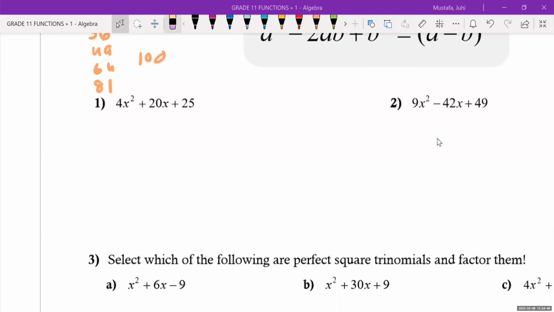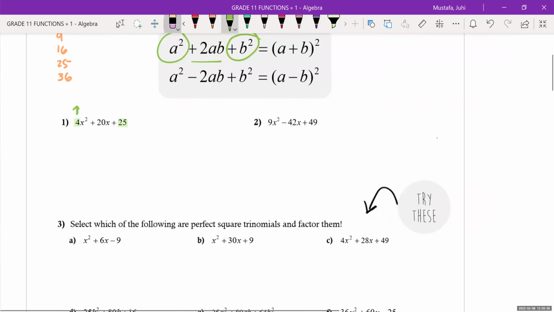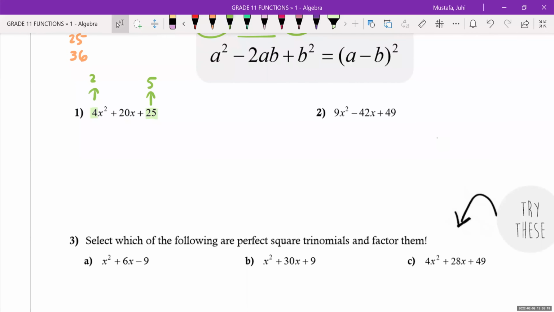Okay, so in this question, I can very clearly see that I have the number 4, which is a perfect square, the number 25, which seems to be a perfect square. Now, if I just do a little bit of quick math here, I know the square root of 4 is a 2. I'm not solving the question, I'm just showing you what I mean. The square root of 25 is a 5. And if I multiply those 2 numbers, 2 times 5, I get 10. And if I multiply that by 2, I should get the middle term. So is 2 times 5 times 2, 20?